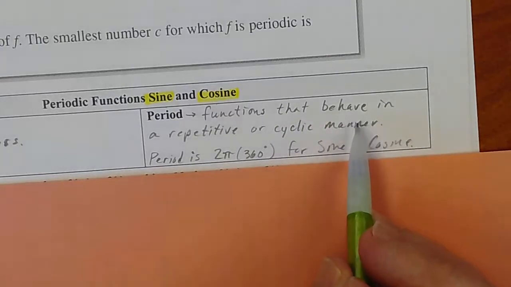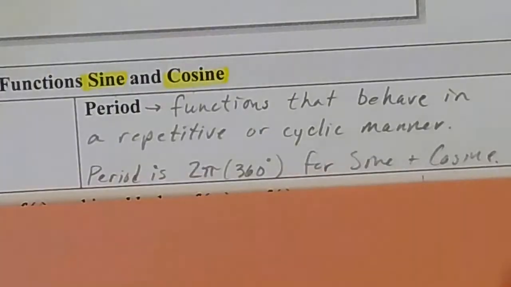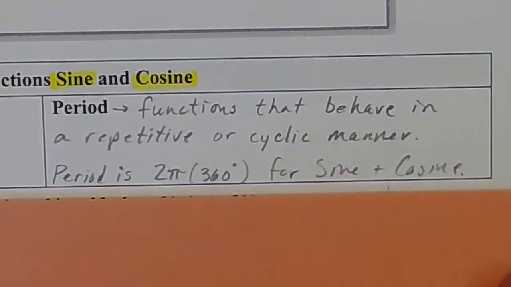So here's the idea of the periodic nature of these. Periodic functions behave in a repetitive or cyclic manner. So the period is 2 pi, or in degrees 360 degrees, for sine and cosine.